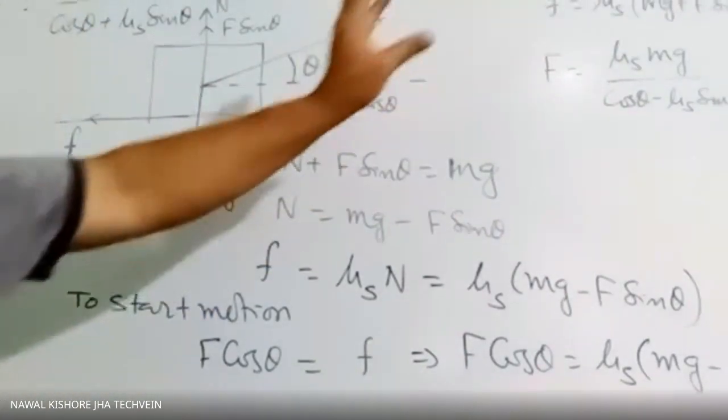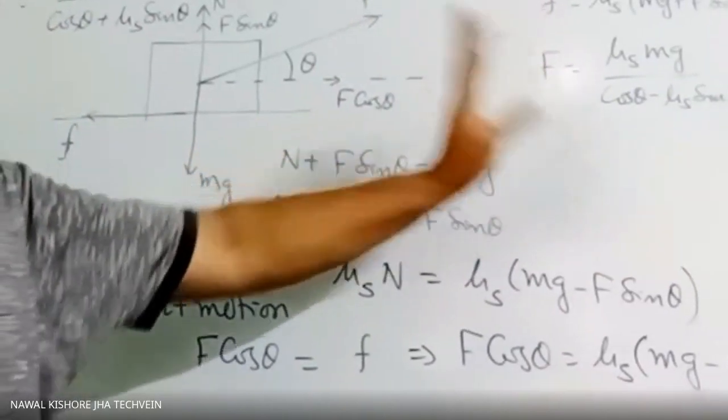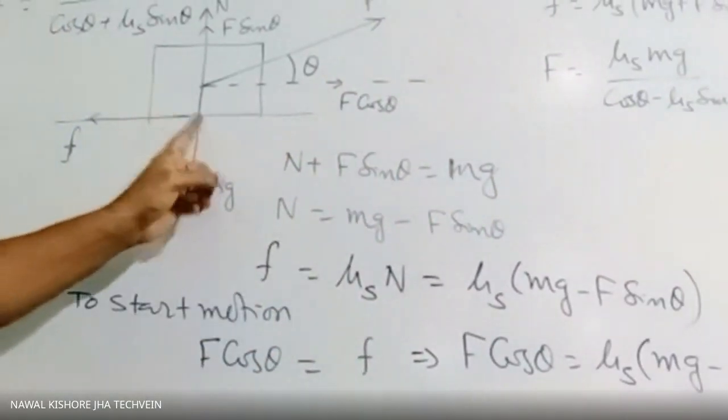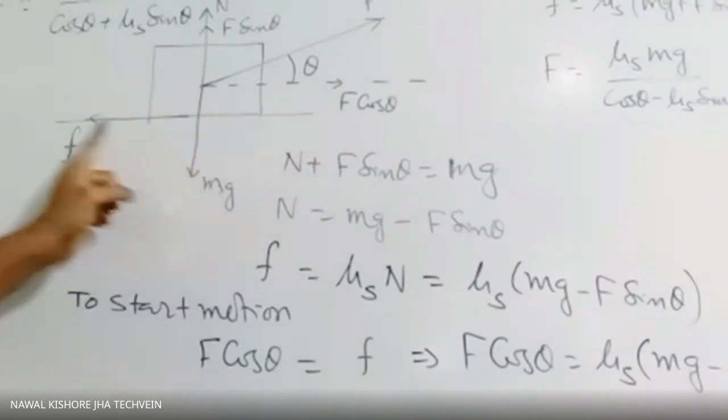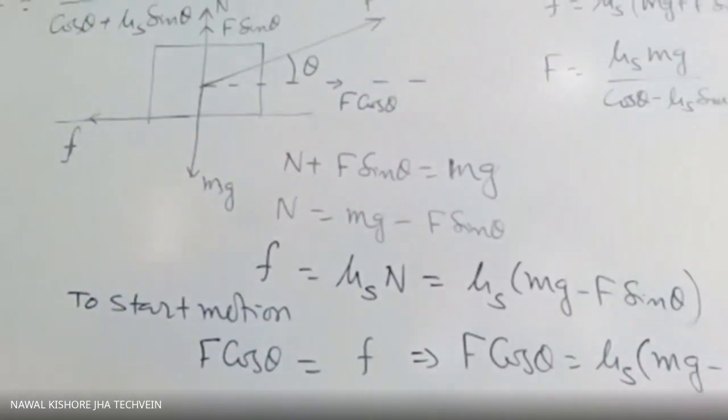Means in both the cases, you have to write what is the friction, what is the normal reaction, what is the friction, how much external force is required. Here also, what is normal reaction, what is friction, and how much external force is required. Then we are comparing these two.